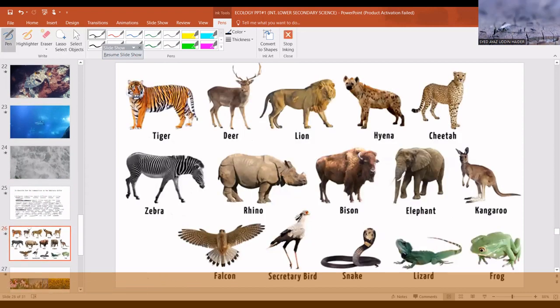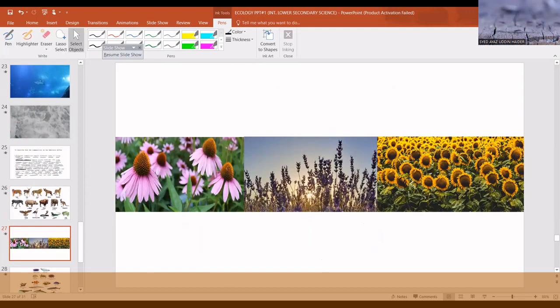So here's a diagram of grassland community. I have already mentioned their name. We have tiger, deer, lion, rhinoceros, bison, elephant, lizard, snake, falcon, frog. And these are the plants you will find on the grassland, sunflower, and some other kind of flowers.